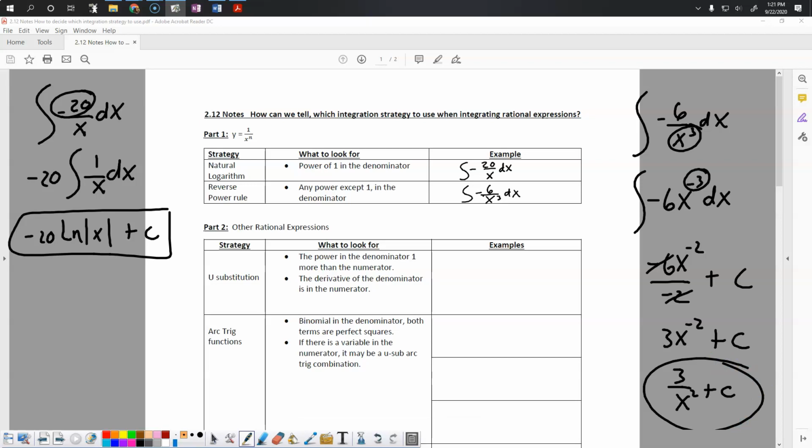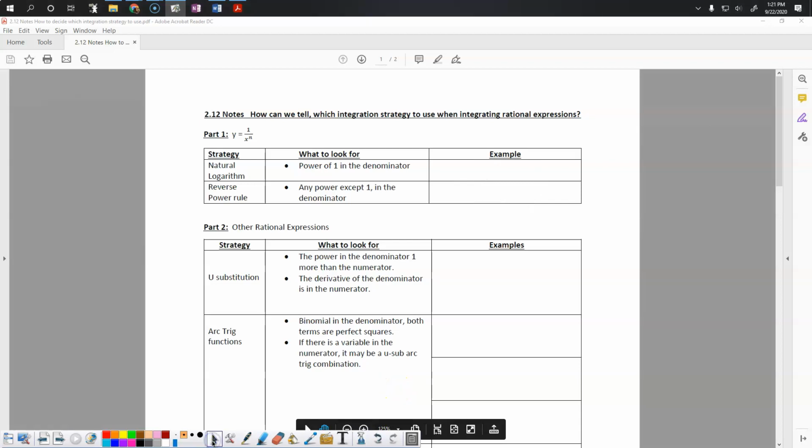They both look very similar, don't they? But it all has to do with the exponents. So when you have an exponent of 1, it's a natural log. And when you have any other exponent in the bottom like that, it is a reverse power rule where you move the term to the numerator with a negative exponent. Okay? All right. Now the rest of them are different.